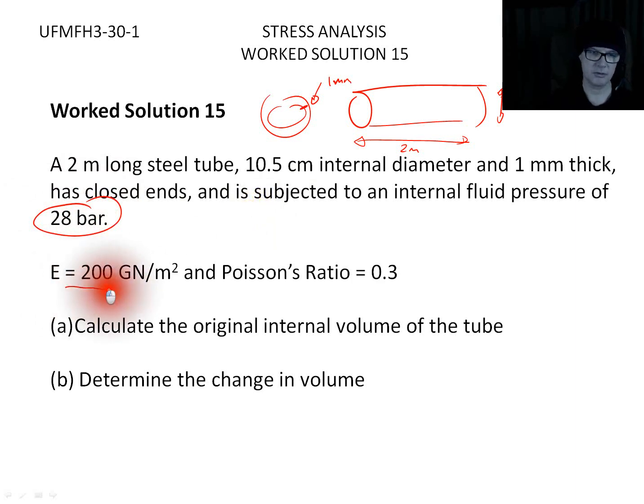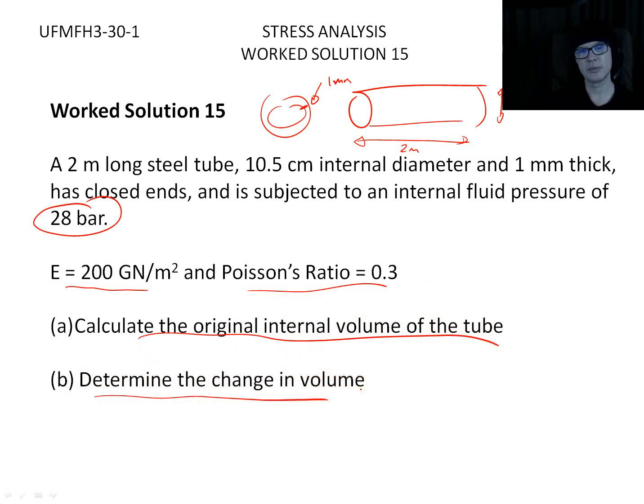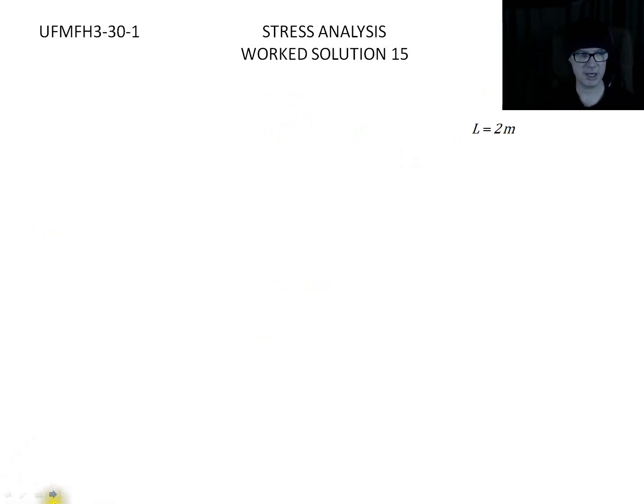The Young's modulus of the vessel is 200 gigapascals, and we have a Poisson's ratio of 0.3. Calculate the original internal volume and the change in volume. So in comparison to the previous worksheet, the only difference that we're doing here is we're going to use the specific volume formula. So you don't have to have the terms to such accuracy this time.